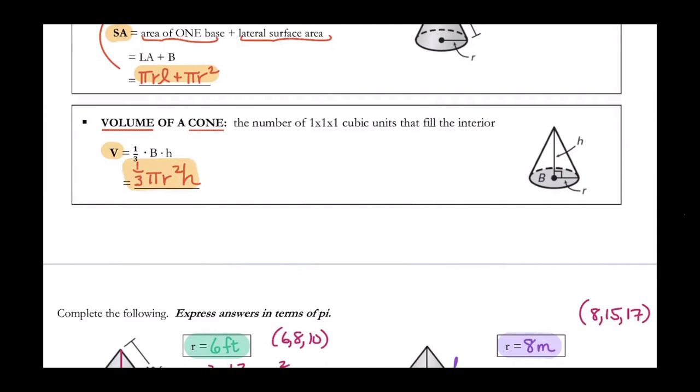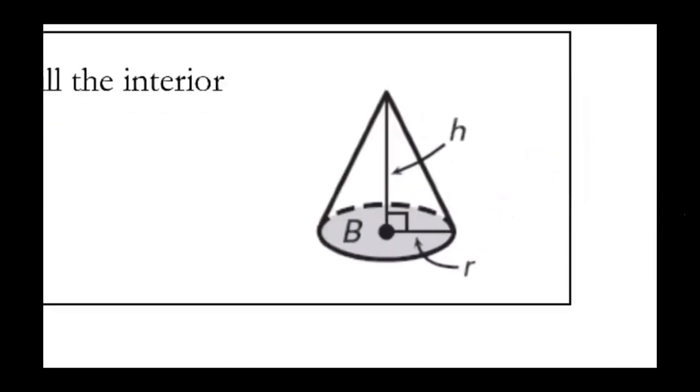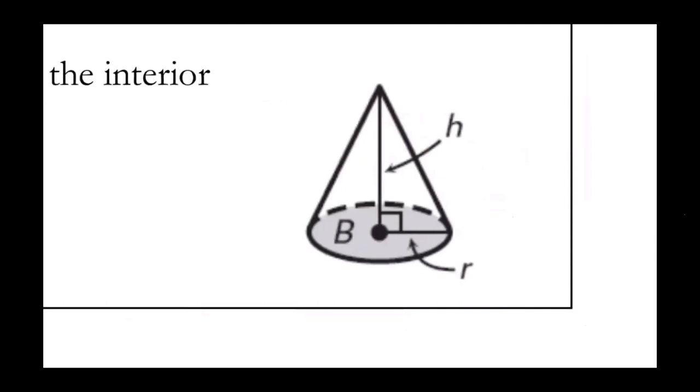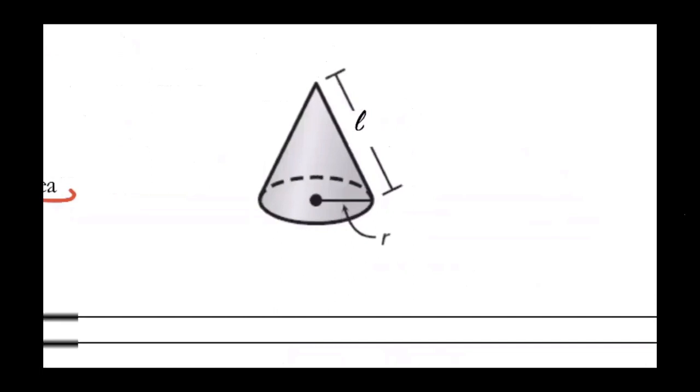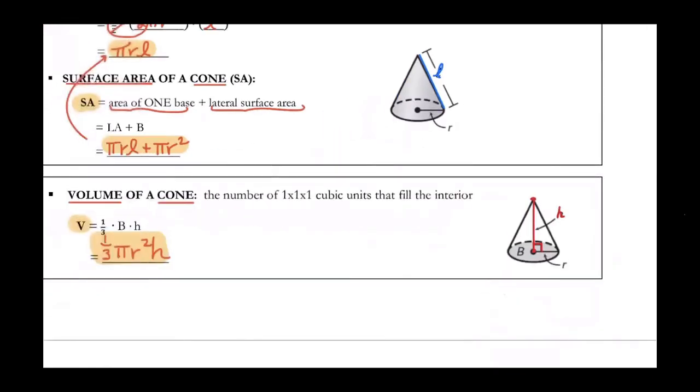Now, you want to make sure you know the difference. In the volume formula, you're using the normal height. So for the volume formula, you're using the height that is the perpendicular between the vertex and the center of the circle. Whereas with surface area, you're using the slant height, which again was this length along the edge there. That's your slant height. So just keep in mind there's two different values.